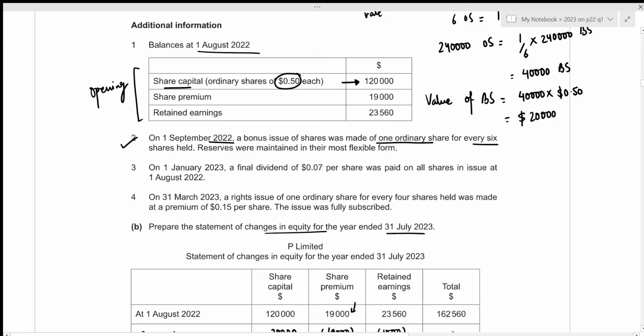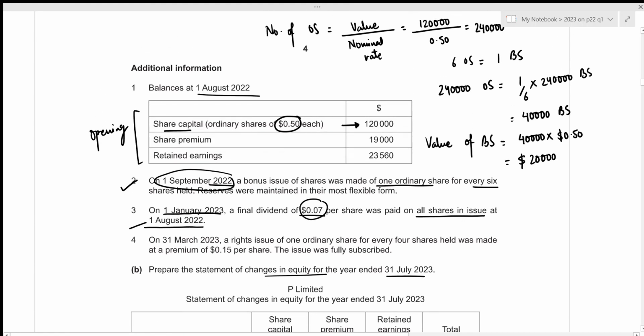Now for the third one, on 1st January 2023, a final dividend of 0.07 per share was paid on all shares in issue at 1st August 2022. So this date is before the date of 1st September 2022, which means that we do not include the number of bonus shares for this final dividend. So we only give out the dividend on our initial number of ordinary shares, which was 240,000.